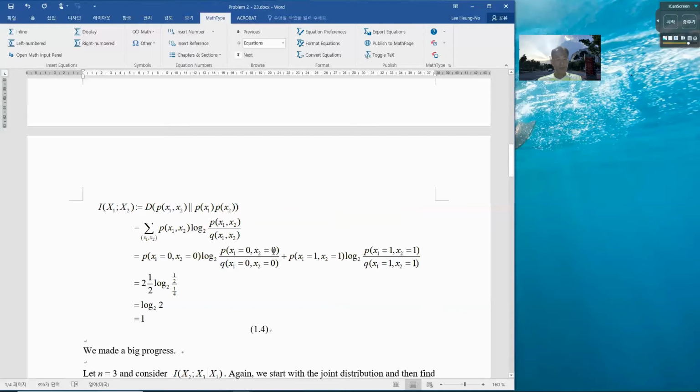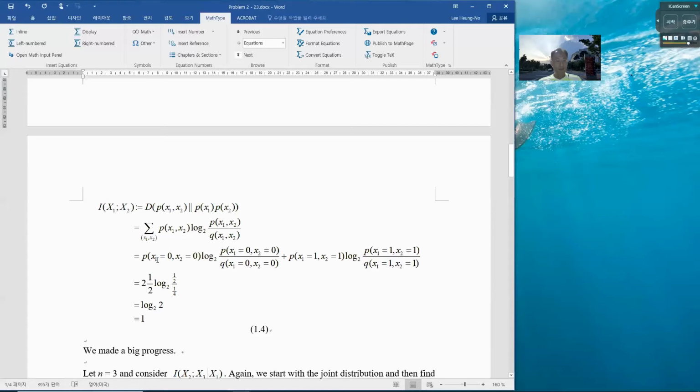For the case of 0, 0, this one is half, this one is quarter, so that's the ratio. And then for the case of 1, 1, this probability is half, that is half, and this one is quarter again, the product distribution. So for both cases, the ratio is the same.